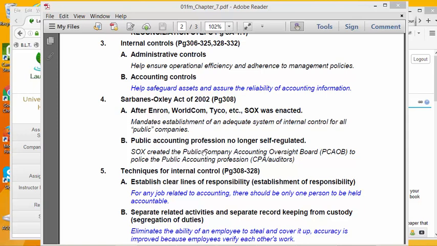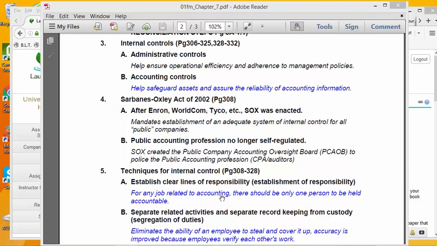Techniques for internal control, our book breaks them down into several categories, and I've done some grouping for you. First thing is you want clear lines of responsibility. This means that for any job related to accounting, there should only be one person to be held accountable. So if money is missing from the cash register on a particular shift and two people had the same access code for that cash register, you can't arrest both people. You can't arrest either person unless you have reasonable cause to determine it's one person versus the other. In other words, there'd be no way to track it down, because you didn't have one person held accountable.